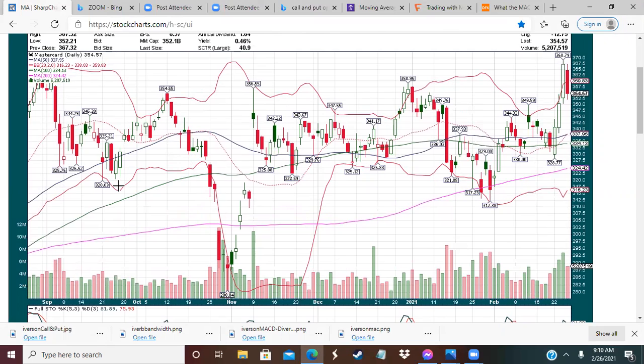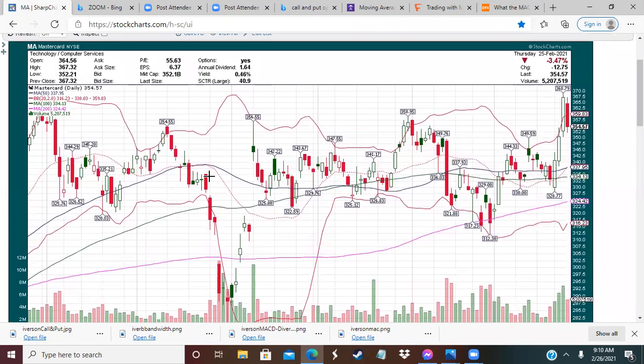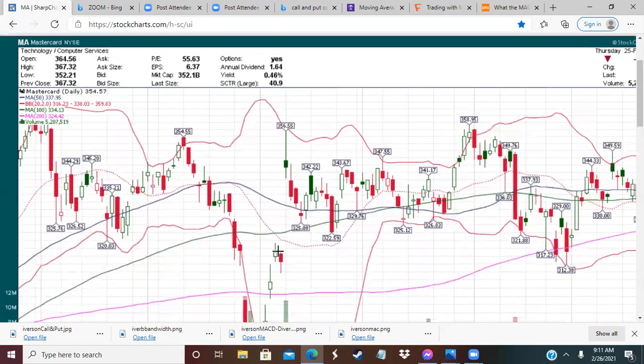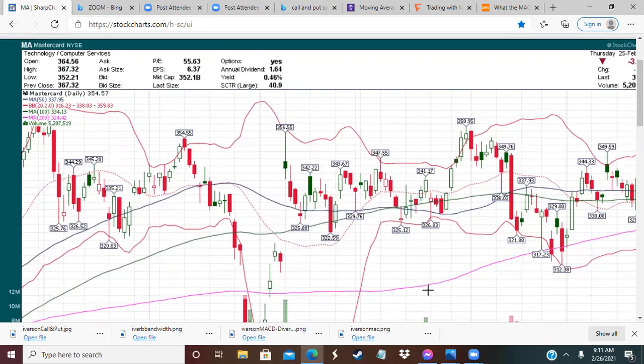So we've talked candlesticks, we've talked Bollinger Bands. Now let's talk about moving averages. Moving averages are basically the average of a price over a period of time. And for us, we use the time span of 50 days, 100 days, 200 days. The simple moving averages are represented by these blue, green, and pink lines.